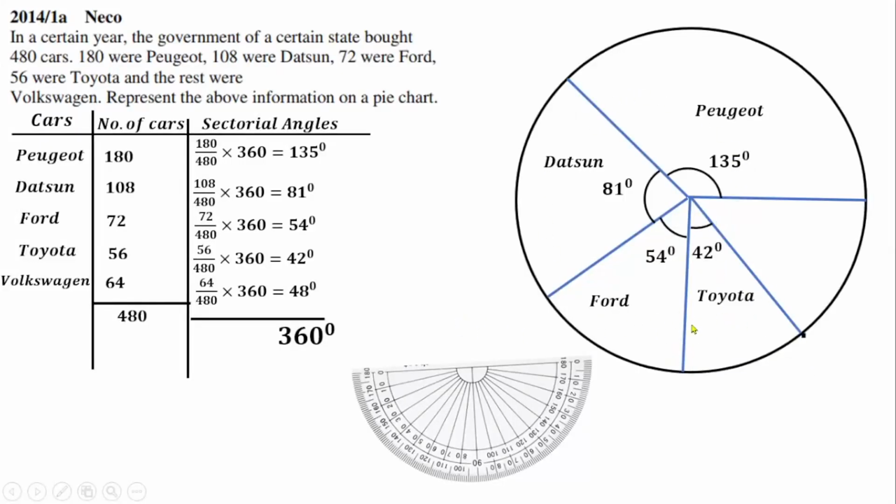So if you have done every other thing perfectly well, then this one should be perfect as well without measuring it. If you like, you can measure. So just mark the angle there, which is 48 degrees, and label it Volkswagen. So this is the pie chart that represents this information, and that is for NECO 214, question number 1A.